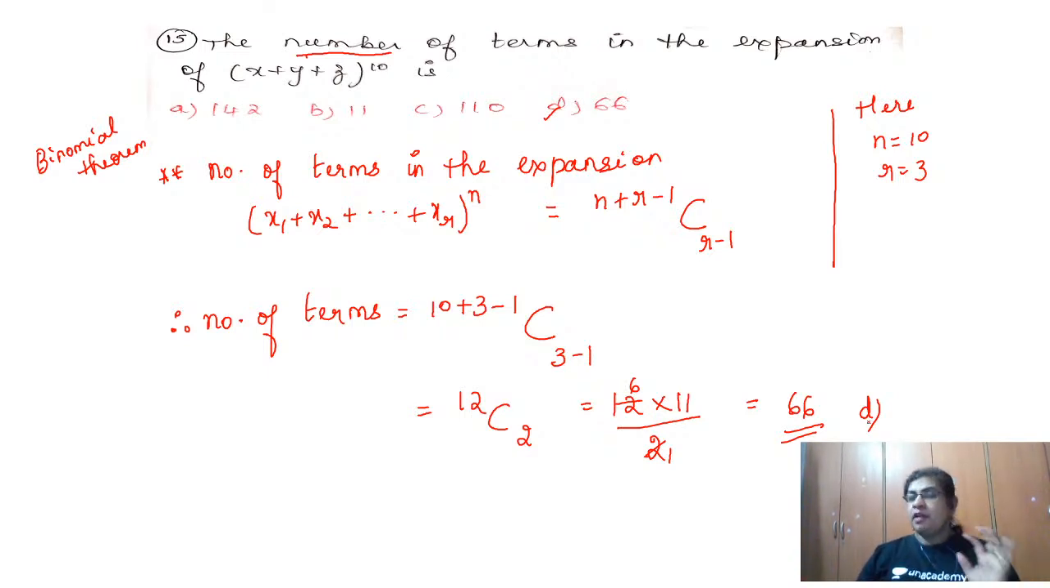So wherever you come across this type of question, that is the number of terms in the expansion, remember this shortcut. Whenever it asks for the number of terms, check how many terms are there, that will become r, and the power you take as n. So what is the shortcut? n plus r minus 1 C r minus 1, and you are going to get that answer.